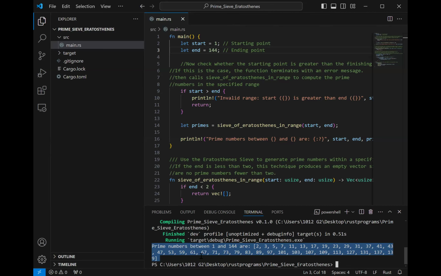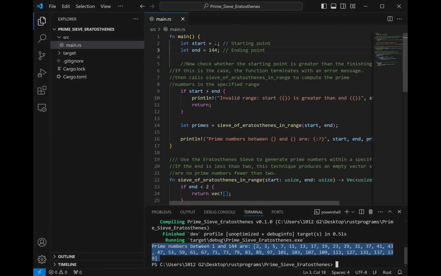Then it comes to 3. 3 is a prime number. Then it marks its multiples false. 4 has already been marked false. So the number that is not marked false is 5. It finds that 5 is a prime number, marks its multiples false, and so on. So that's what it does.